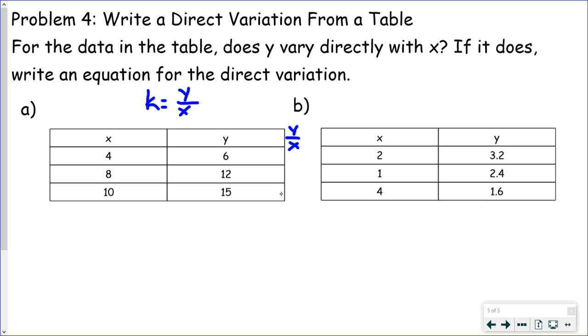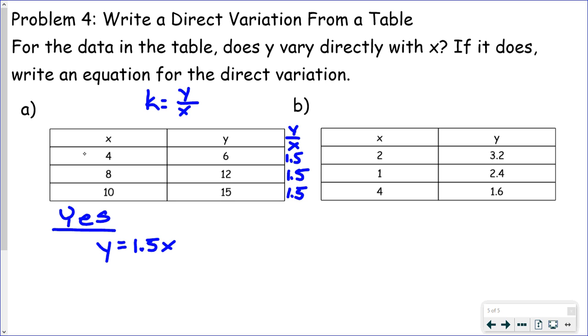If they do come out to the same thing, then we know that this data varies directly. So I'm going to do 6 divided by 4, and that gives me 1.5. And then I'm going to do 12 divided by 8, and that's 1.5. And 15 divided by 10 is also 1.5. So the answer to the question of does y vary directly with x is yes, because you can see y over x is constant. And so then the equation is simply y equals 1.5 times x. That's the relationship here. This y value is equal to 1.5 times the x value.